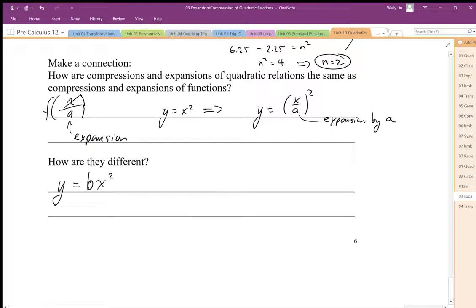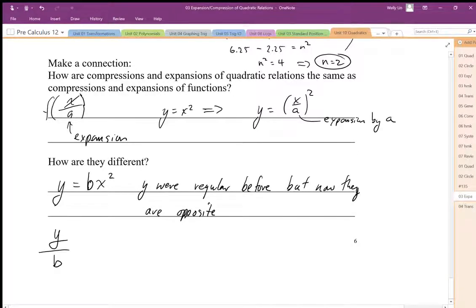Well, why is that the case? So y's were regular before, but now they're opposite. But that really isn't too big of a deal, because really, why are they opposite? Well, it's because we see it now looking like this. This is what we see now.